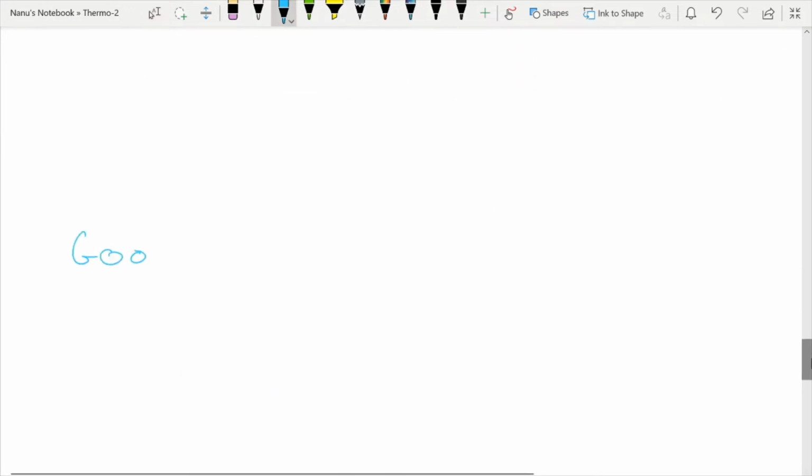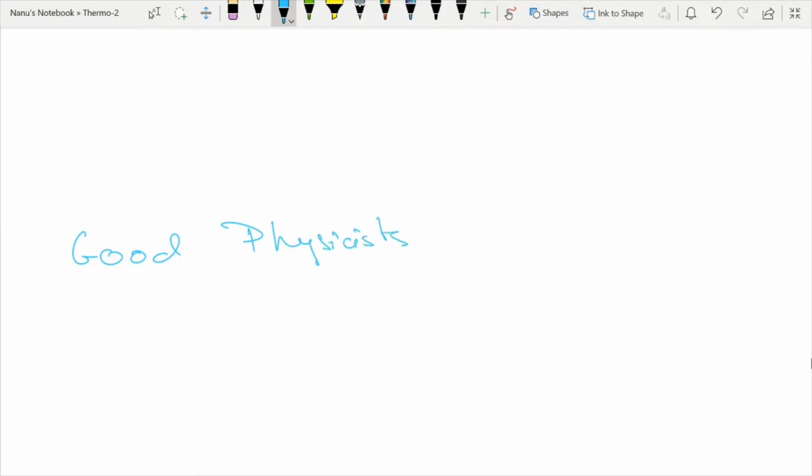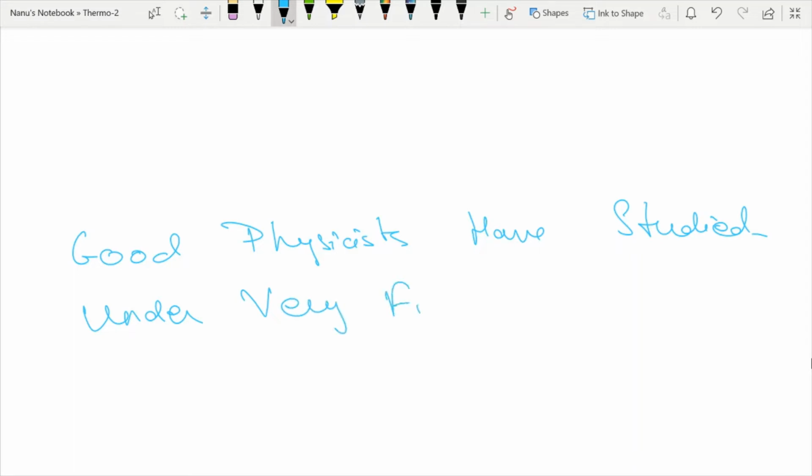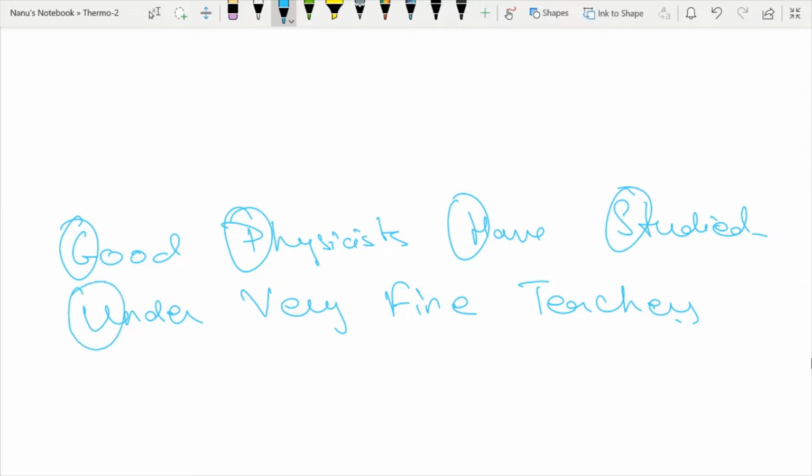Okay, good physicists have studied under very fine teachers. Take the first letter of every word, and those are your state functions or the parameters that you are taking, right?